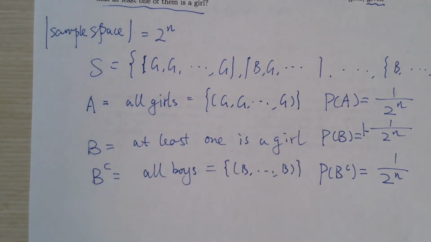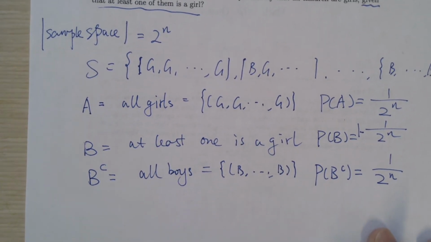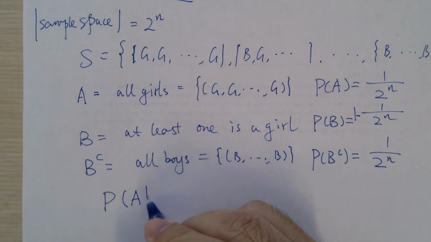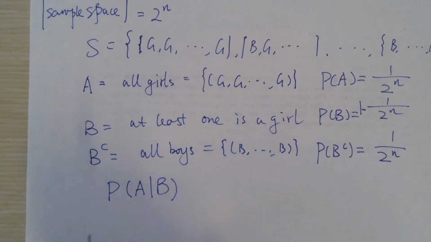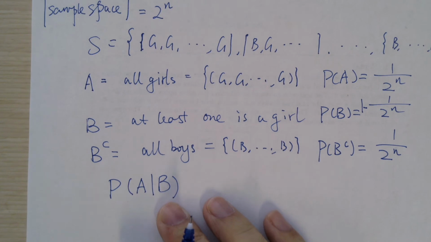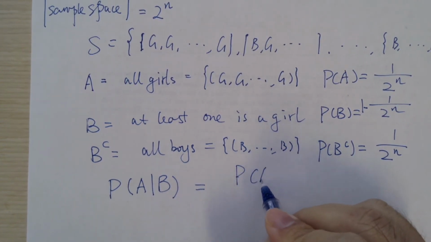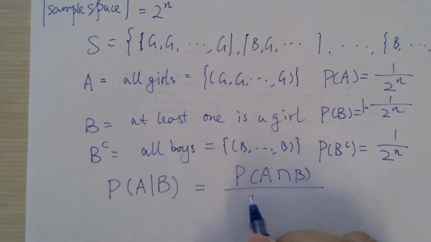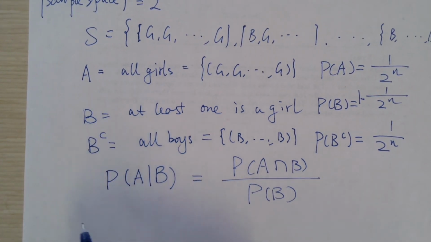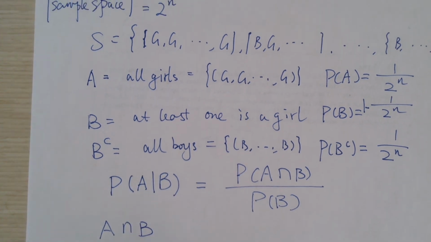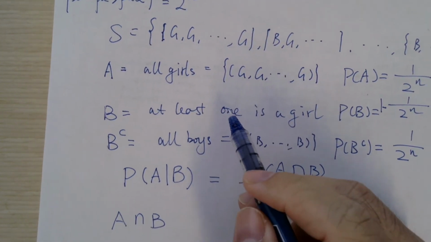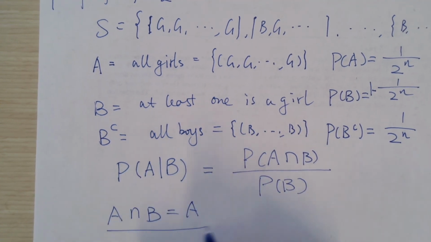So the problem that we are looking for is: what is the probability of having all girls, given that at least one of them is a girl? This is a conditional probability, and it equals the probability of A intersect B over the probability of B. If you look at the intersection between A and B, A is the event all girls, B is the event at least one is a girl. Do you agree that A intersect B is the event A?